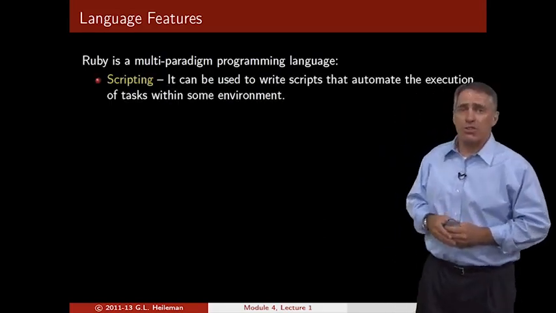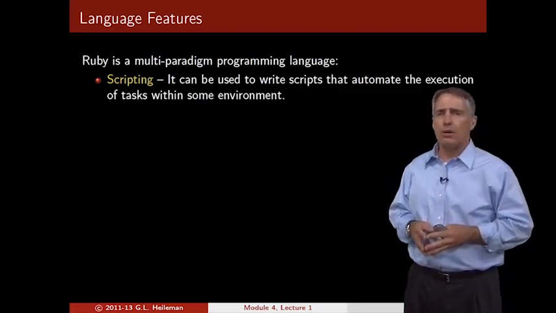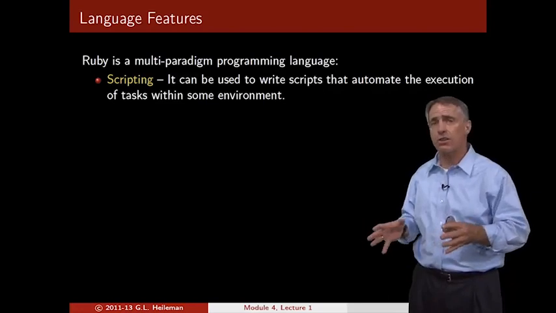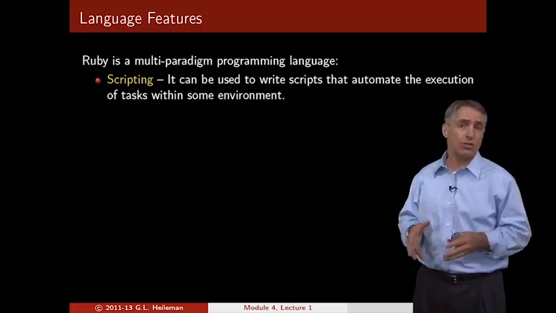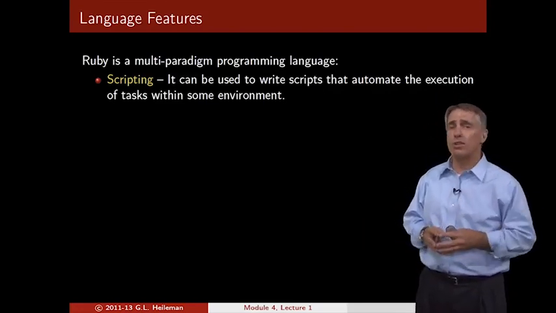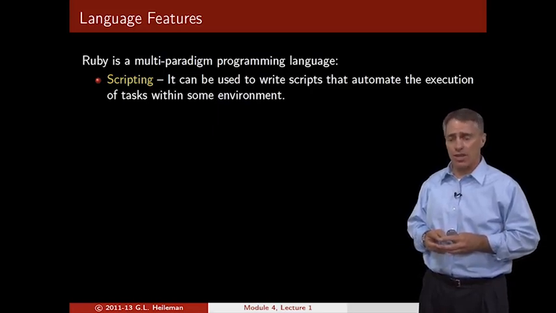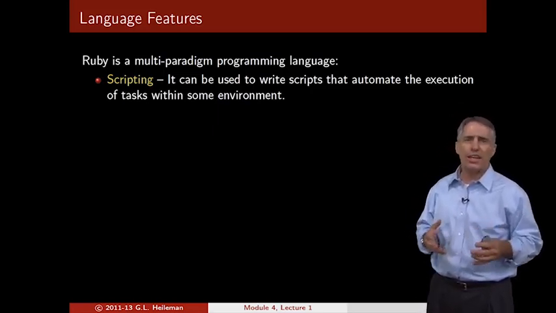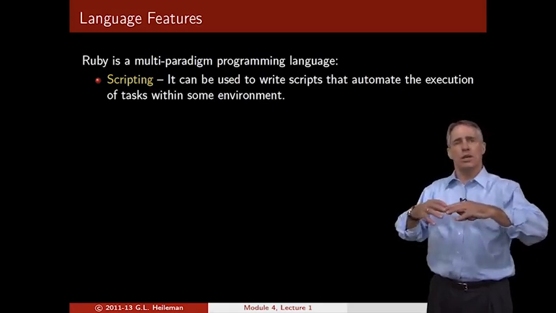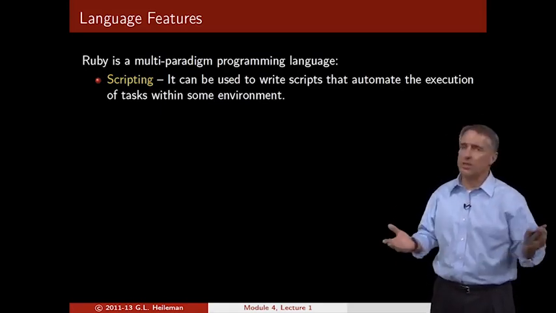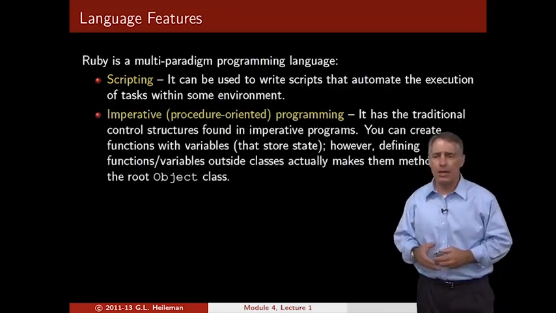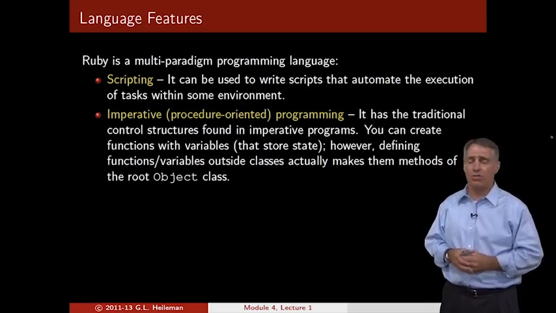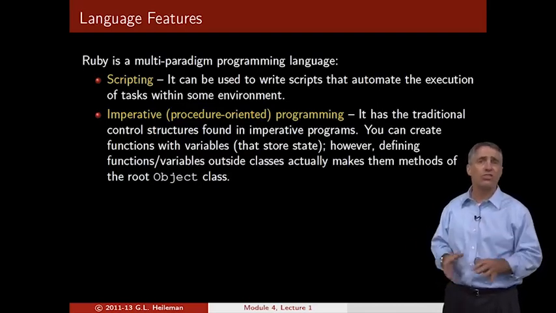It's a scripting language, and that's maybe a little bit different than some of these other modern languages that I talked about. It's intended to be used to write scripts, and this is one of the reasons I believe it was selected for Rails. And scripts are just pieces of code that are typically used to automate execution of tasks within some other environment, typically at the operating system level. It's an imperative language, meaning it's procedure-oriented. So these are the traditional control structures that exist within it.